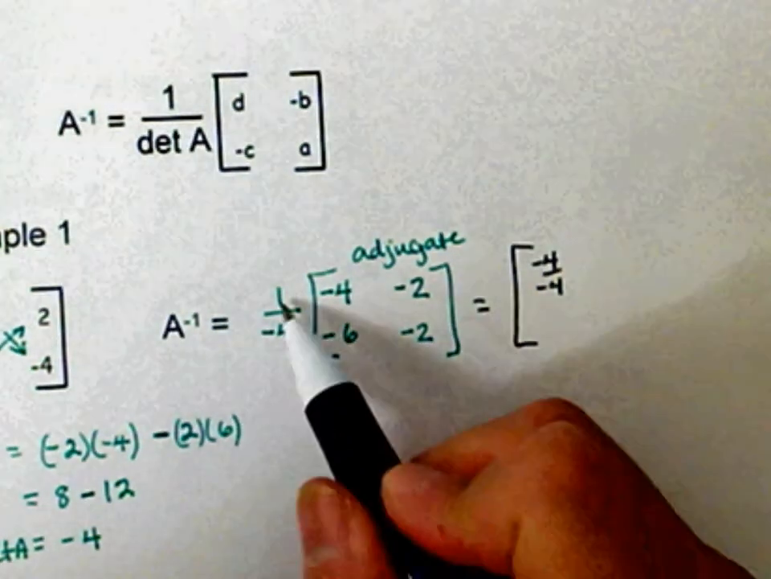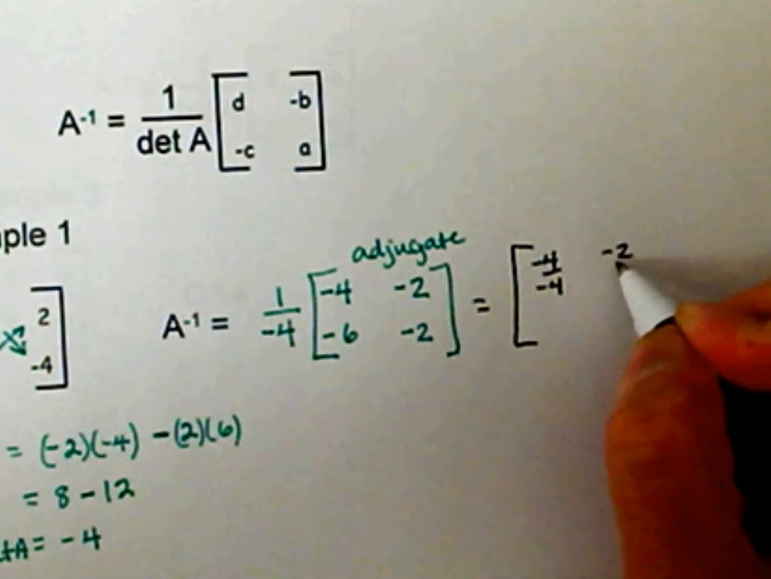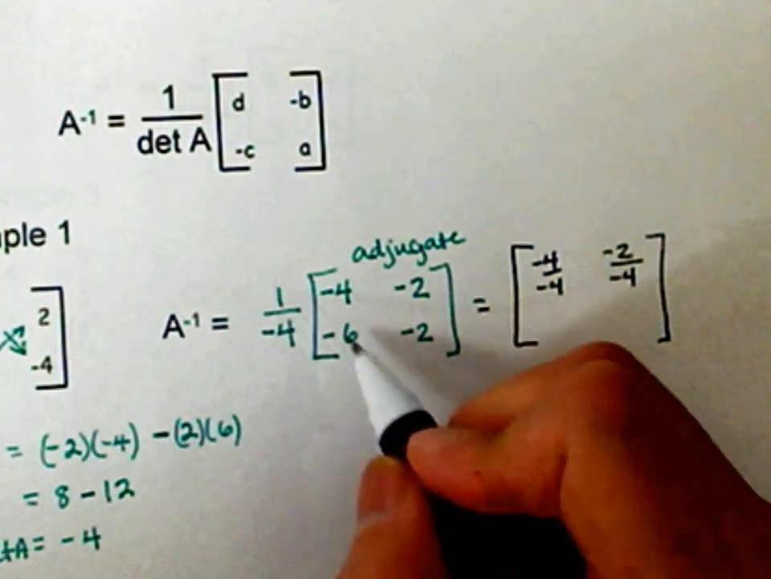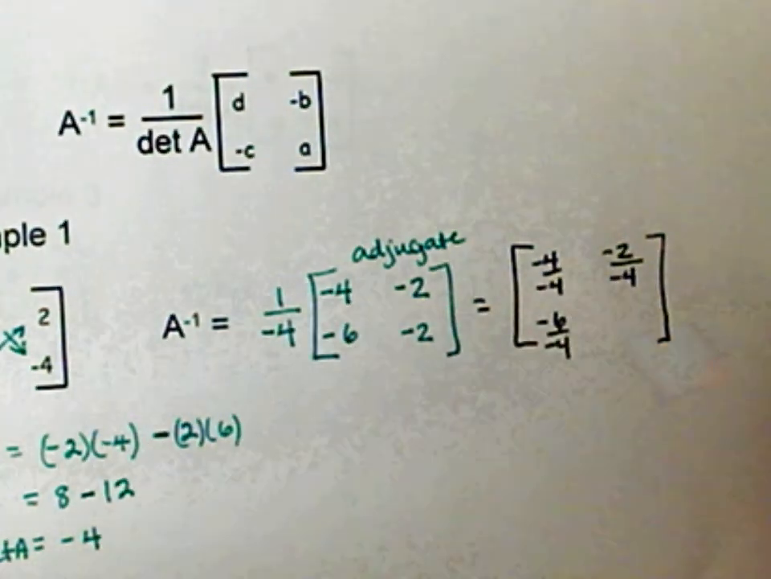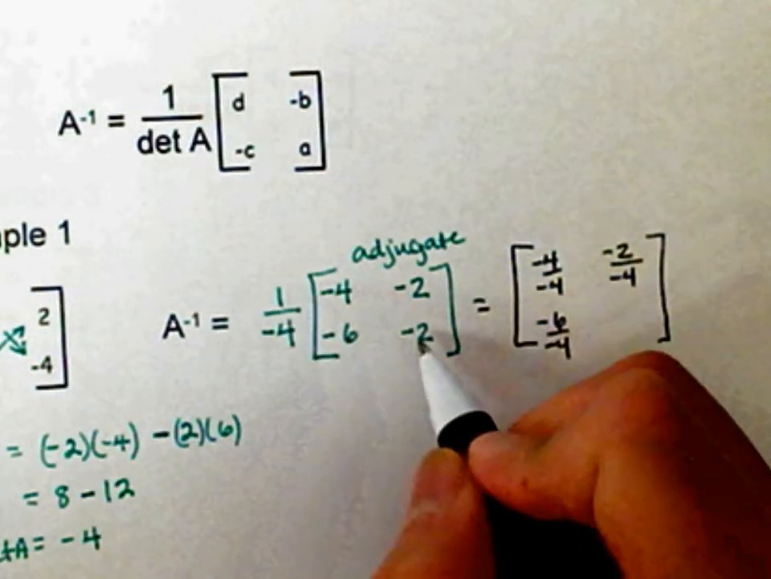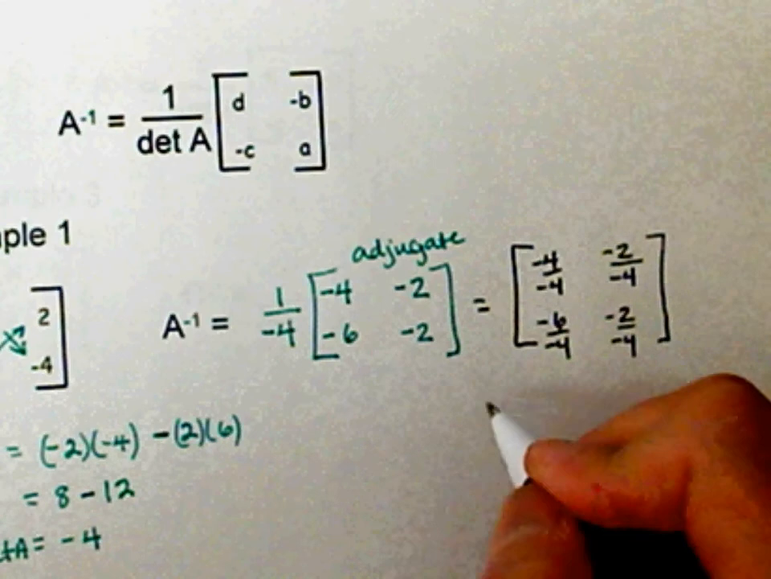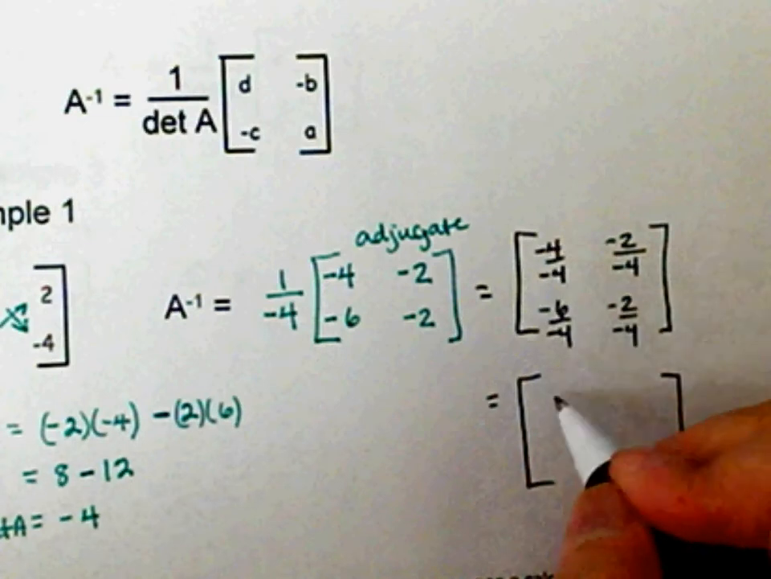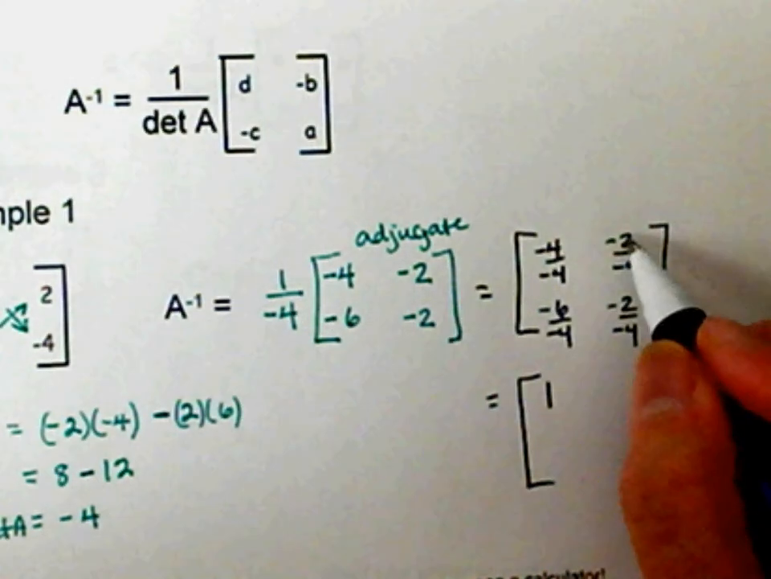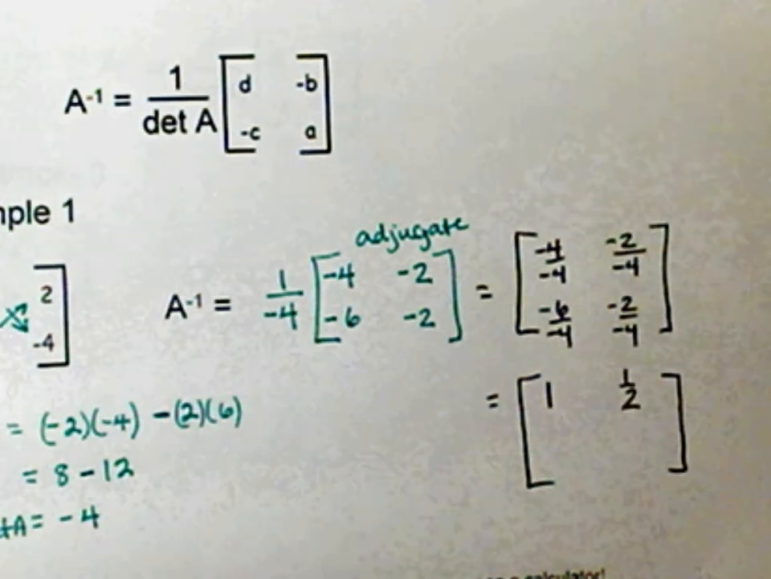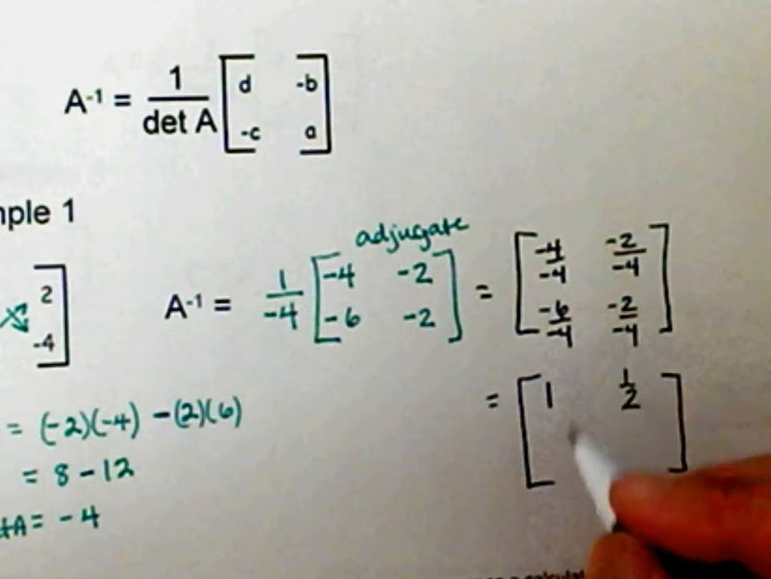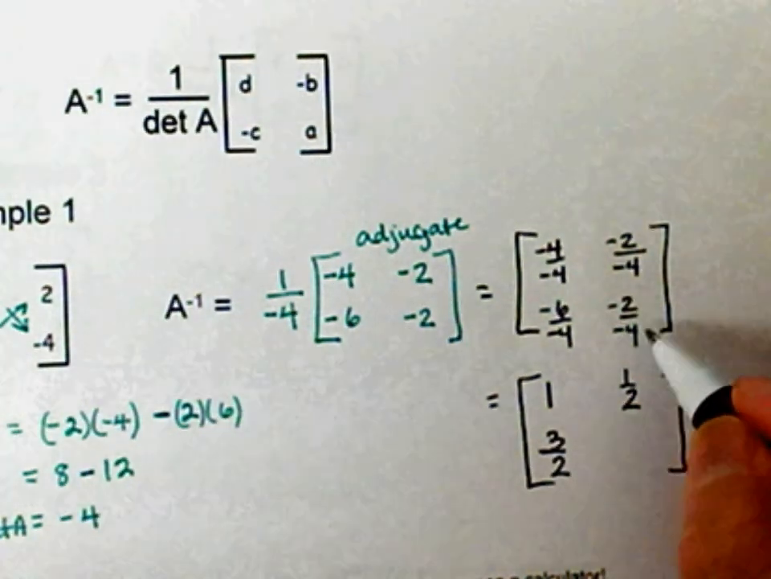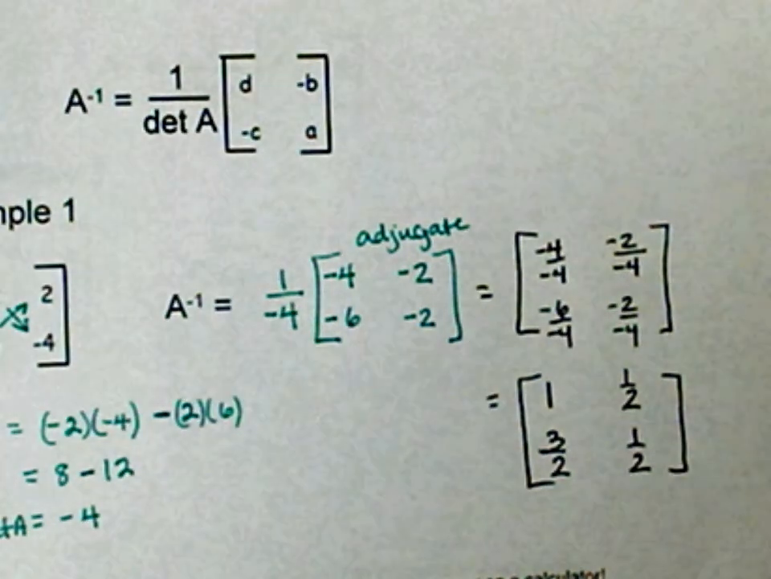1 times negative 2 is negative 2 over negative 4, okay? 1 times negative 6 is negative 6 over negative 4. 1 times negative 2 is negative 2 over negative 4. And let's simplify, okay? What is negative 4 divided by negative 4? 1. Negative 2 divided by negative 4 is 1 half. Negative 6 divided by negative 4 is positive 3 over 2. Negative 2 divided by negative 4 is 1 half. And there you have your inverse.